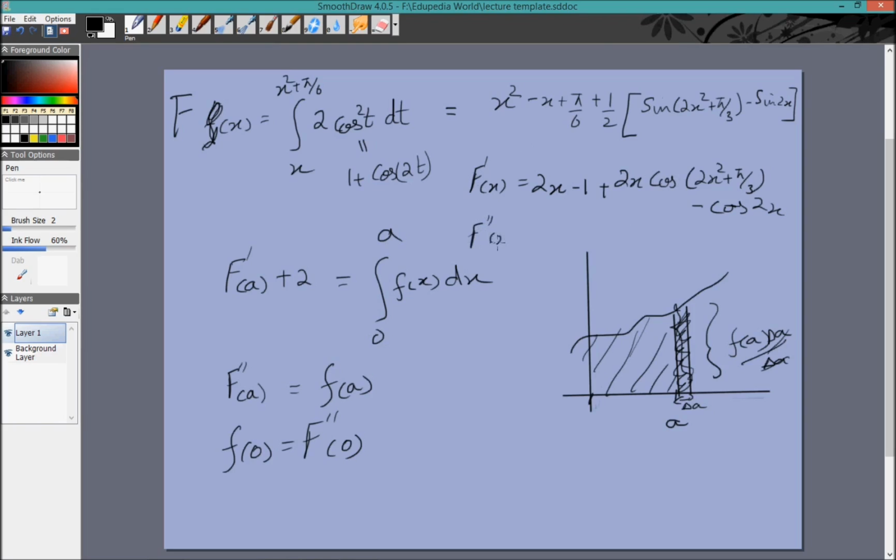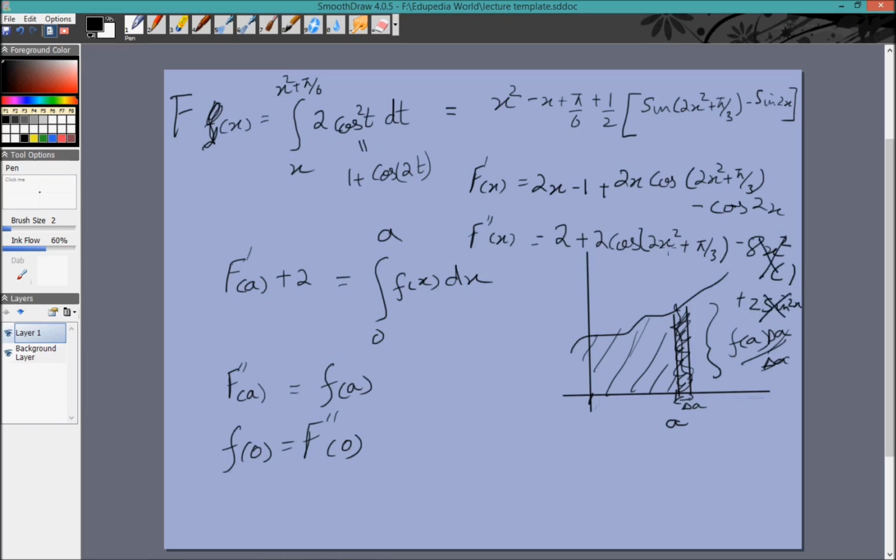f double dash of x will be 2 plus 2 cos of (2x squared plus pi by 3) minus 8x squared times some big term. The term will be sine of (2x squared plus pi by 3) plus 2 sine 2x. I didn't write the whole term because we need f double dash of 0. Right, so this term will be 0 and sine of 0 will be 0. So these two terms are left.